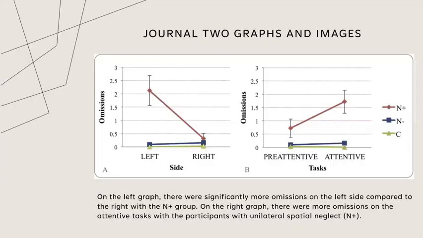This is the other journal and graph that I had. On the left graph, you can see that there were significantly more omissions on the left side compared to the right side with the group that had unilateral spatial neglect, labeled as N+. On the right graph, you can see that there were more omissions on the attentive tasks than on the pre-attentive tasks. That was very interesting, and it shows that they are not aware of the left side of the images that they were viewing.